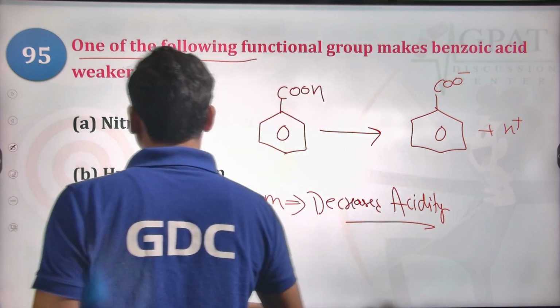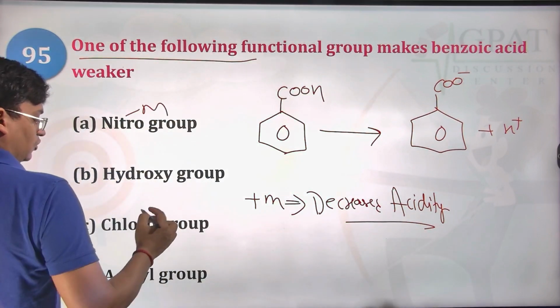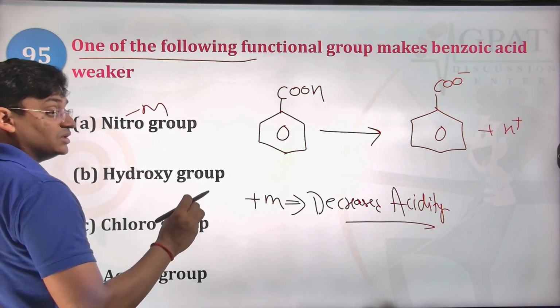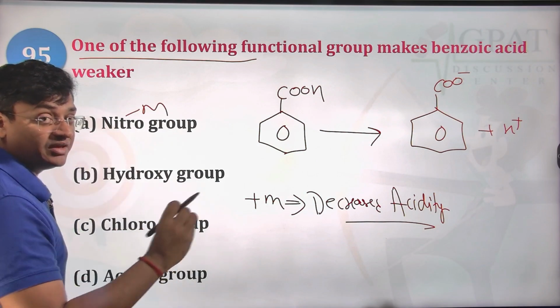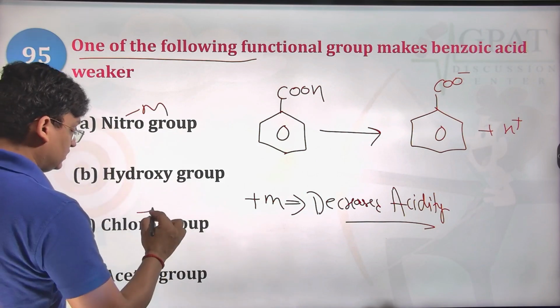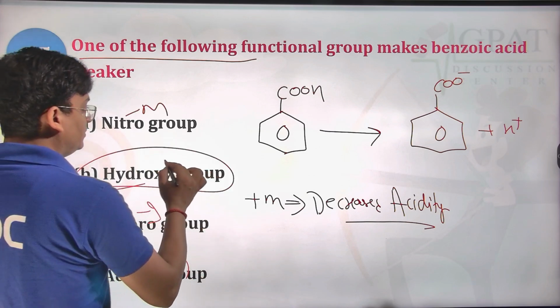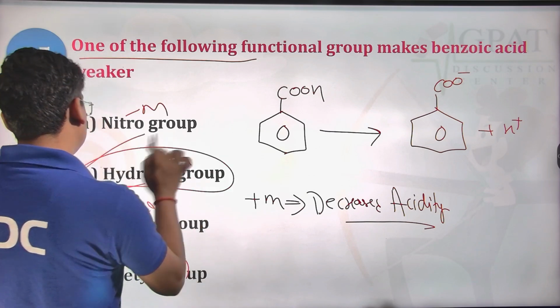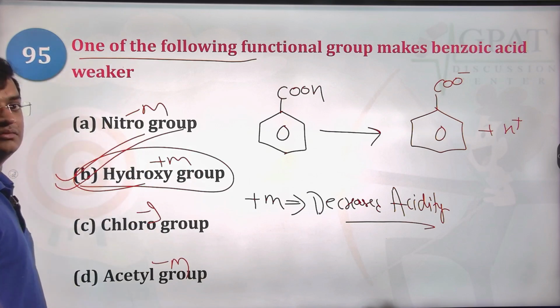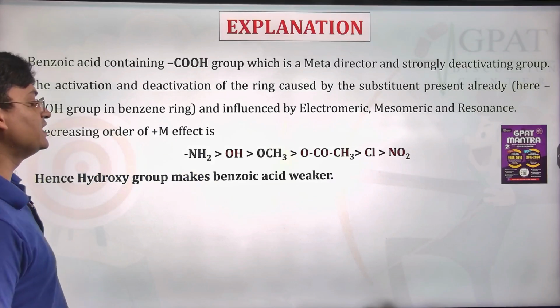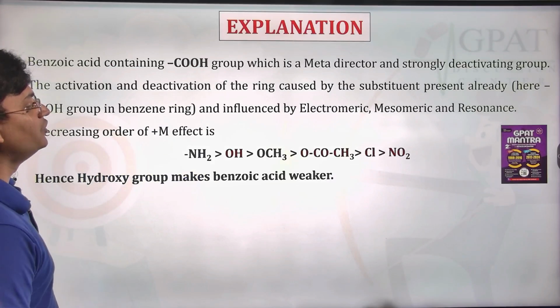So what are the plus M groups? Nitro is minus M. Chloro has minus M and plus M, but since it's a halogen, it has a very high inductive effect, that is minus I. Acetyl has minus M. Hydroxy, that is OH, has a plus M nature. So the OH group will lead to weakening of benzoic acid, a decrease in its acidic strength.